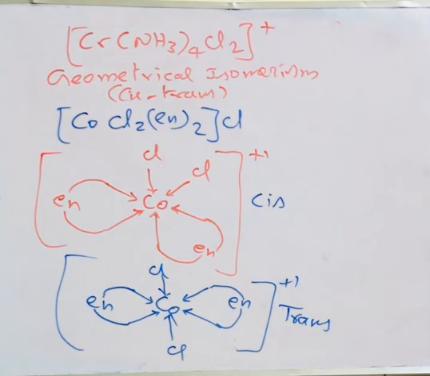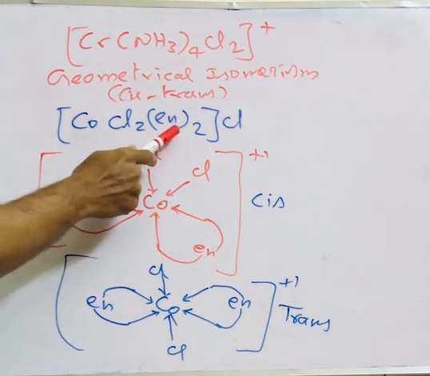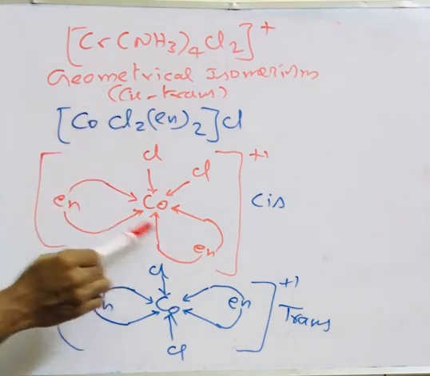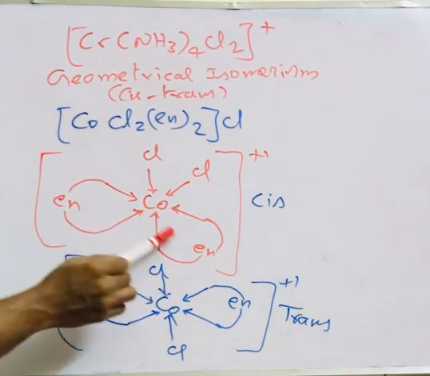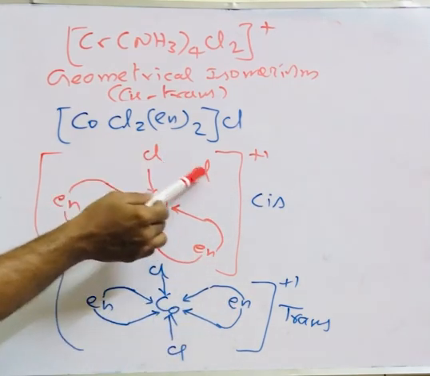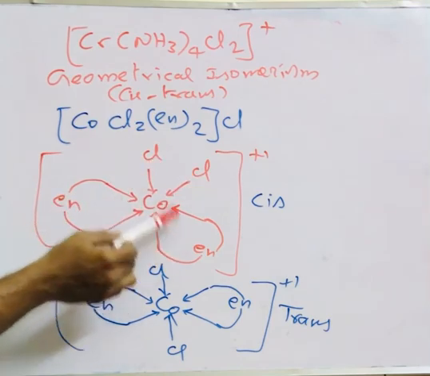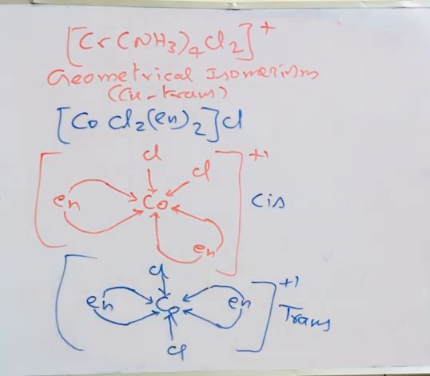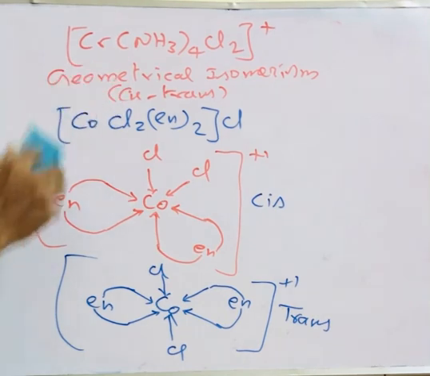Okay, I hope you understood. This is what people feel is a little difficult to write. That's why they can ask such questions where didentate ligands are involved. If I have didentate ligands, see whether those two didentate ligands come side by side, then it is cis. If they come opposite, it is trans. We can also tell with respect to chloride, because these are also two. If chlorides are side by side, cis form. Chlorides opposite, trans form. So this is the way we can write cis-trans isomerism of this particular compound.